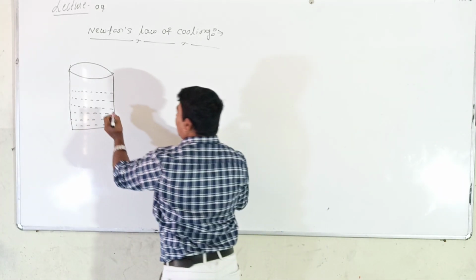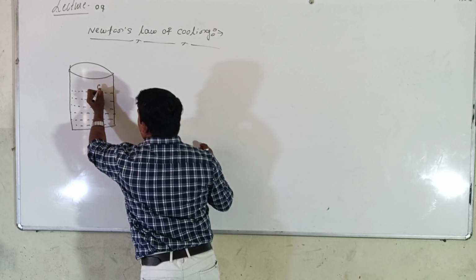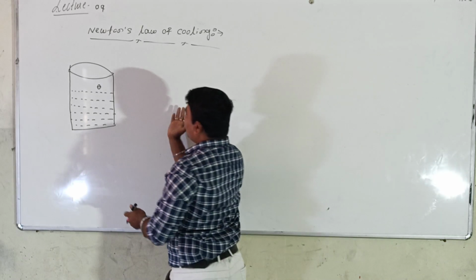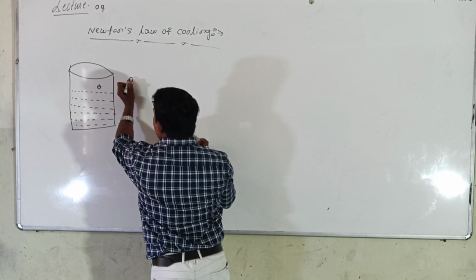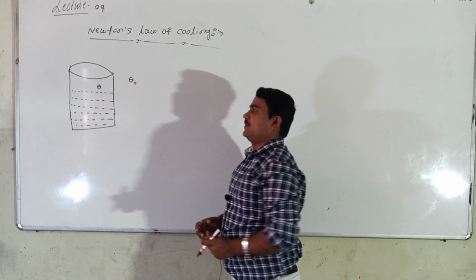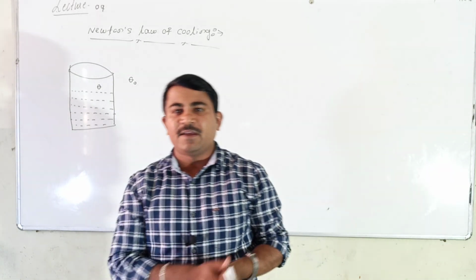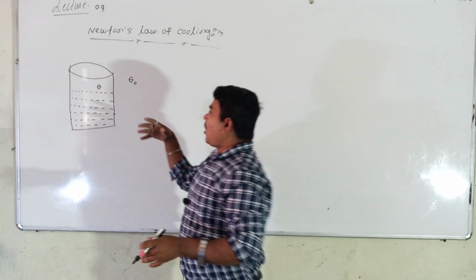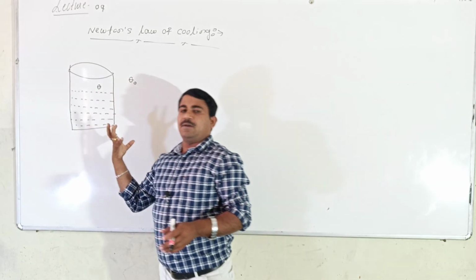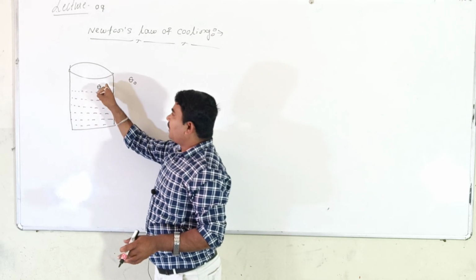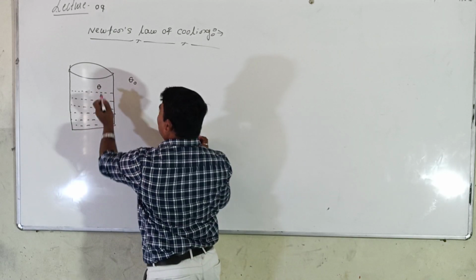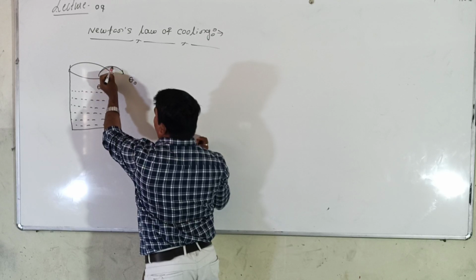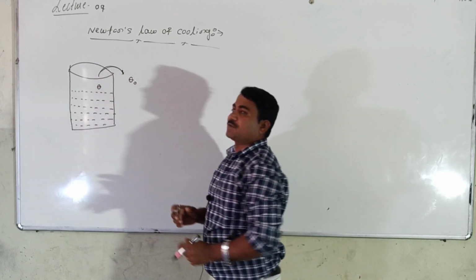The temperature of this liquid I will take as theta, and the temperature of the surrounding I will take as theta naught. Theta naught represents the temperature of the surrounding. Theta represents the temperature of the hot liquid. We know that when a hot liquid is placed in the surrounding, heat transfers from the hot liquid to the surrounding, from system to surrounding.